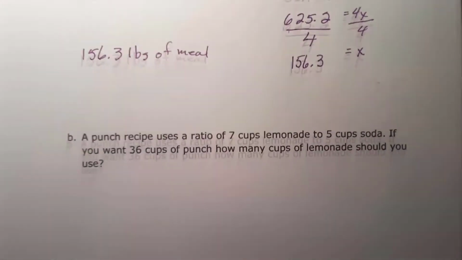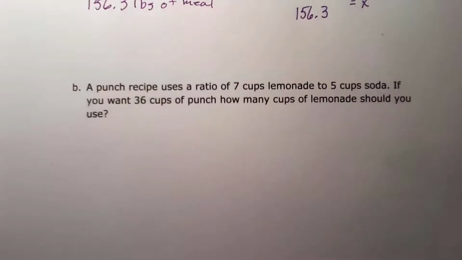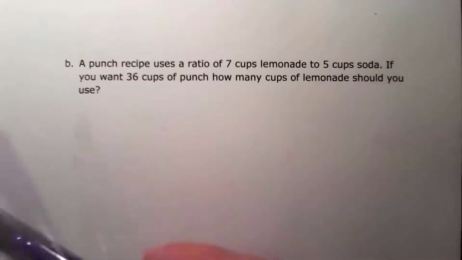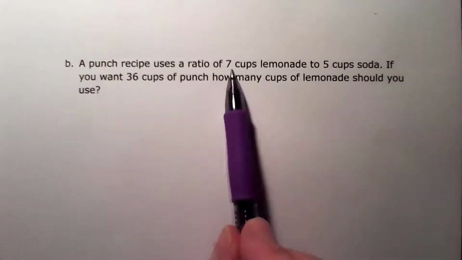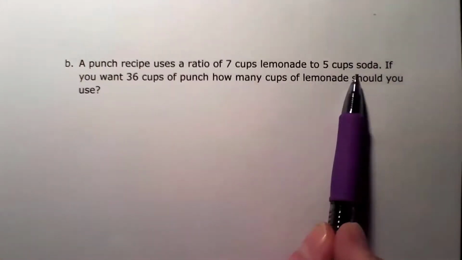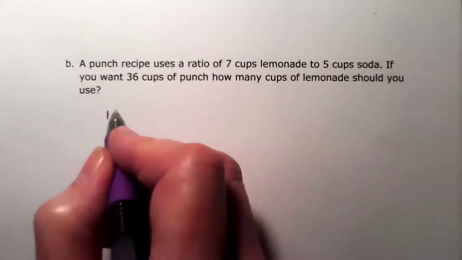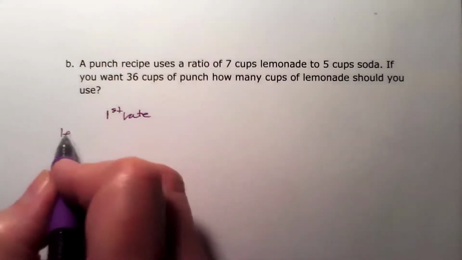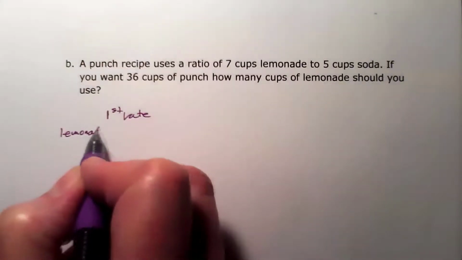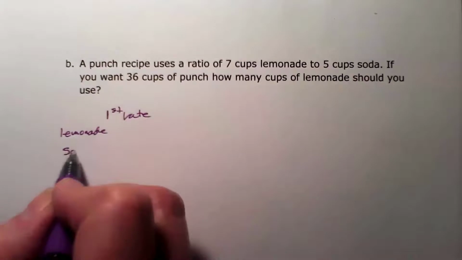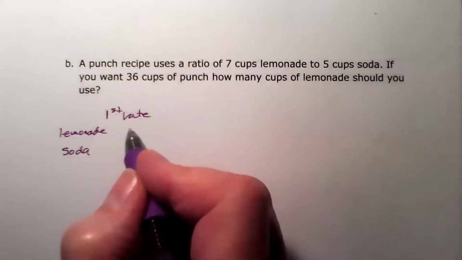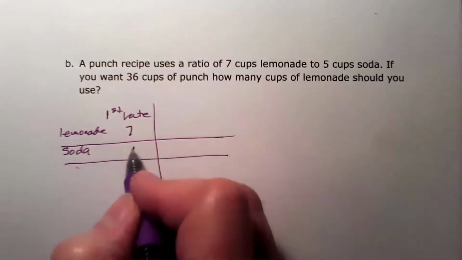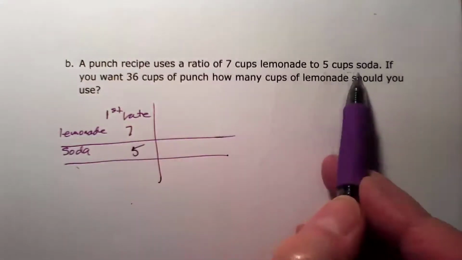That gets even trickier on this next one. So this next one is a rate of a punch recipe, uses a ratio of 7 cups of lemonade to 5 cups of soda. So in my first case, my first rate is lemonade to soda, and it's 7 cups of lemonade to 5 cups of soda.